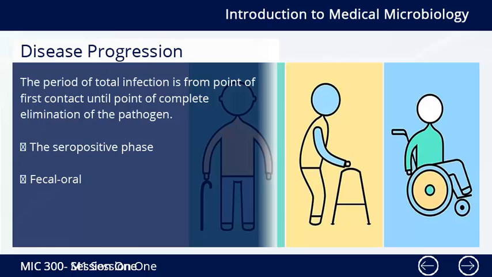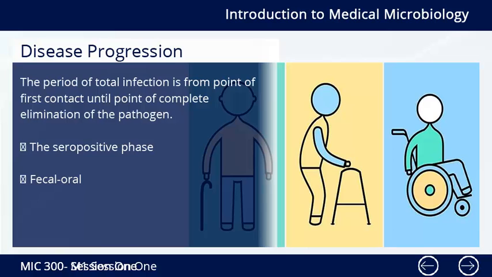Disease progression. The period of total infection is from the point of first contact until the point of complete elimination of the pathogen. Overt disease is associated with the onset of symptoms. In a recurrent infection, the disease reappears over time with a characteristic rise and fall of agent shedding and symptomatic disease.